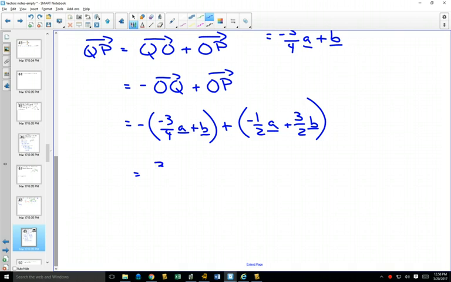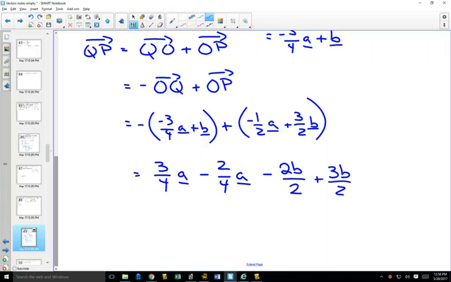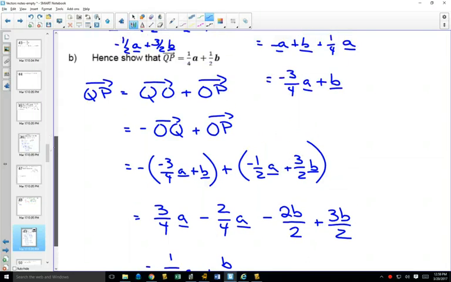Putting things together, we're going to have 3/4 A minus 1/2 A, which I'm going to write as 2/4 A. We're going to have a negative B, which is negative 2B over 2 plus 3B over 2. So we get 1/4 A plus B over 2, or 1/2 B.